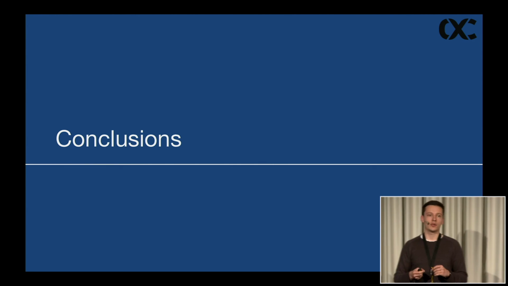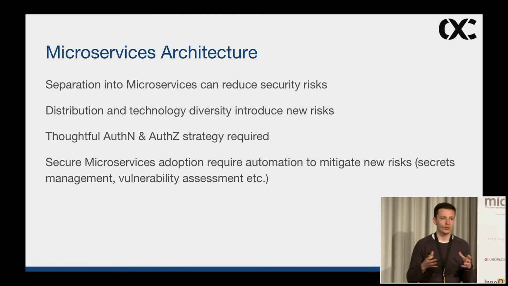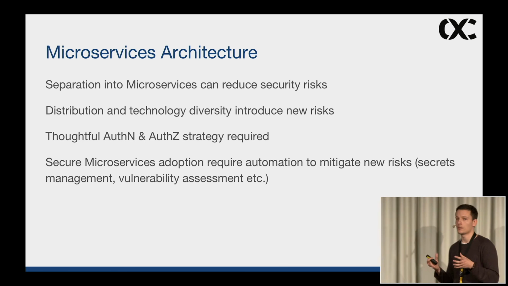Okay, so we covered pretty much a lot. We covered authentication, we covered why microservices could be worse or better for security. We covered a bit the secret management problem and the vulnerable dependencies problem. So what are my conclusions? Microservices architecture isolates components and this really reduces risk. You should use this concern when you model your system.